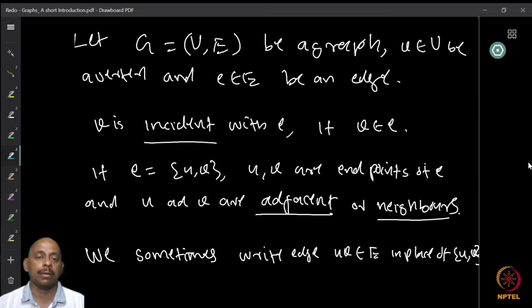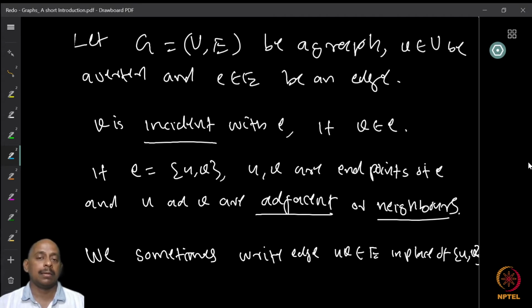Now we say that two vertices U and V are adjacent in the graph G if U and V form an edge. So if there is an edge connecting U and V, then we say the vertices U and V are adjacent, or they are neighbors. I can say that U is a neighbor of V, or V is a neighbor of U, etc.